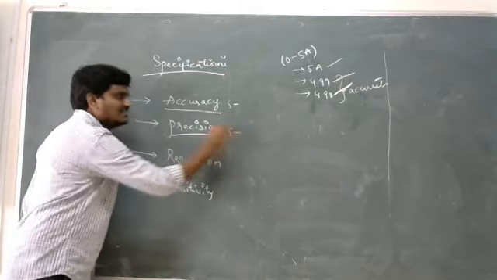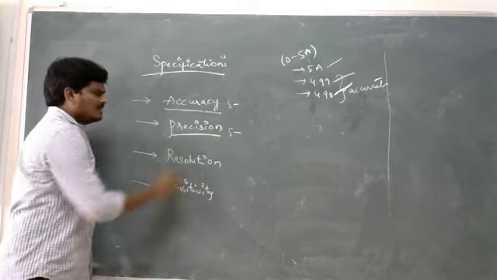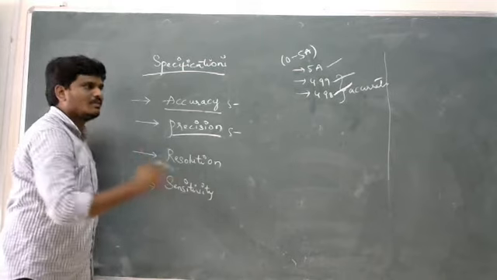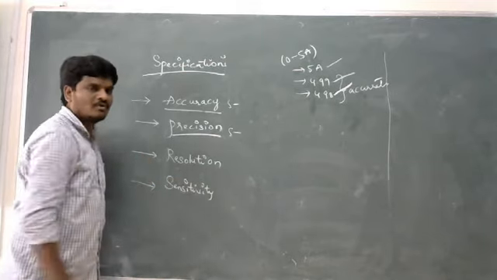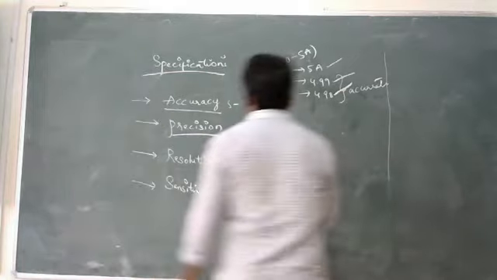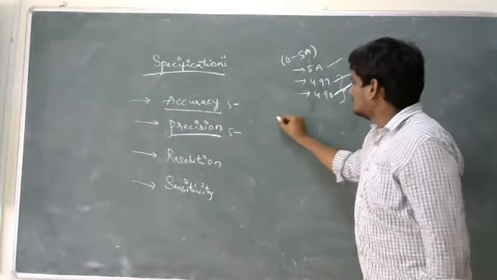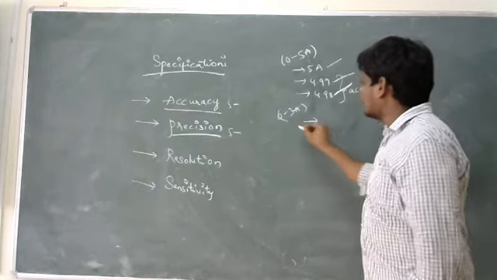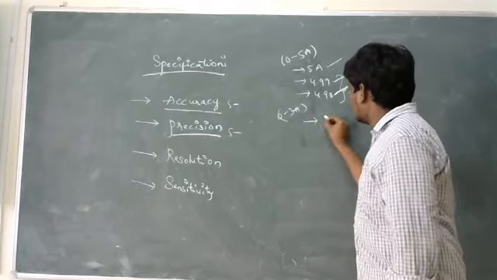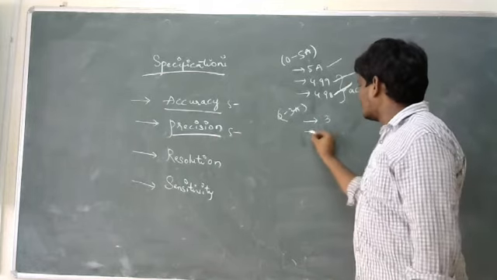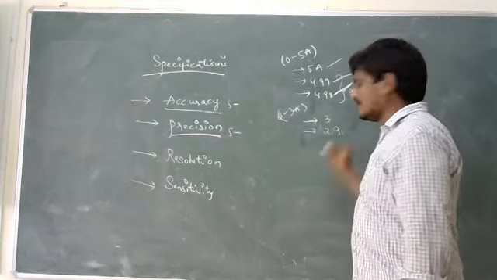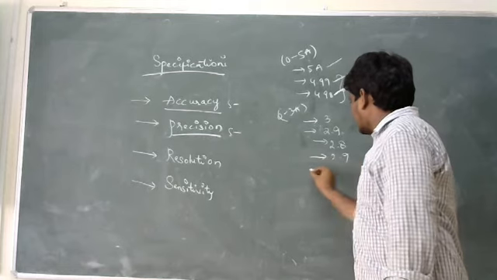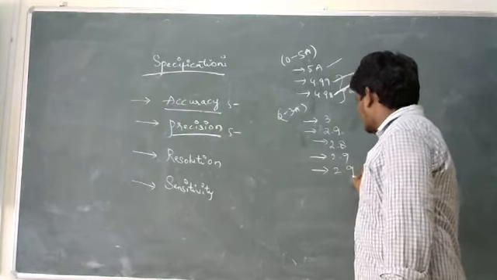Next one is precision. The definition of precision is that it is the most repeated value or most reproducible value of an instrument. I will give an example for this also. Let me take an ammeter which has a range of only 3 amps. First I am performing the experiment using this ammeter. It shows the value 3 the first time. The second time it shows 2.9. The third time it shows 2.8. Again 2.9, and the fifth time when I perform the experiment, it shows 2.9.